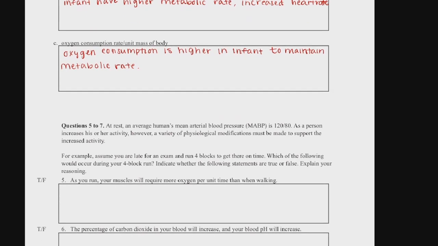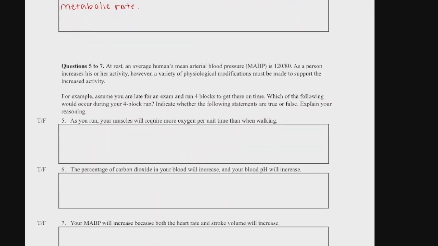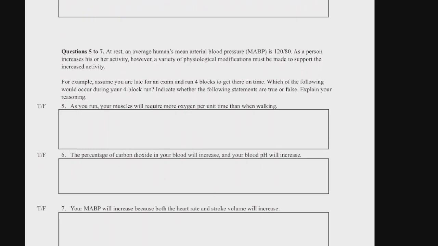Excuse me. So these are a few true false questions. At rest, an average human's mean arterial blood pressure, MABP, is 120 over 80. As a person increases their activity, however, a variety of physiological modifications must be made to support increased activity. For example, assume you are late for an exam and run 4 blocks to get there on time. Which of the following would occur during your 4-block run? Indicate whether the following statements are true or false. Explain your reasoning. Number 5.